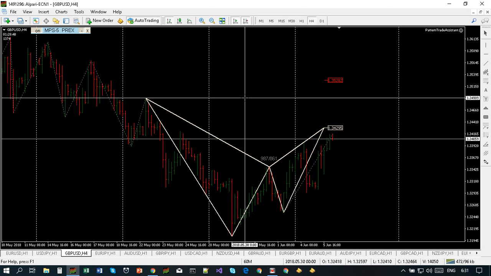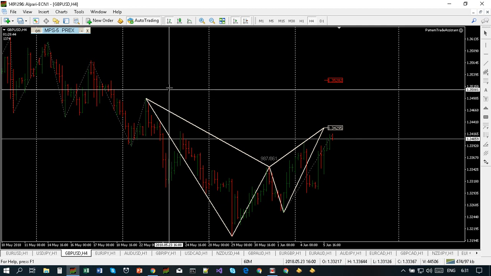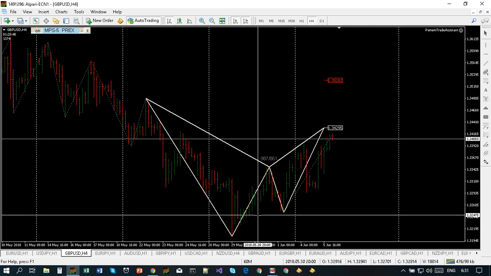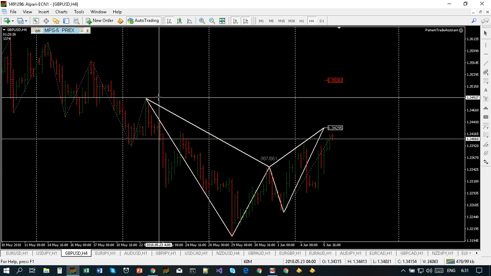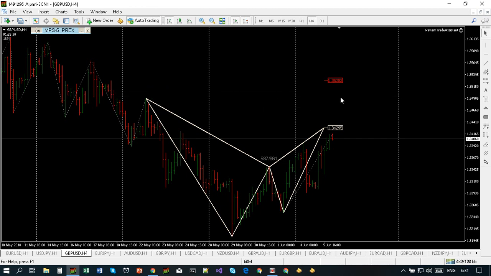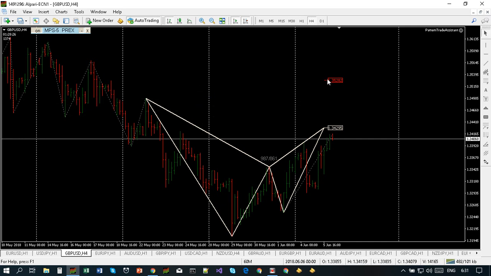Traditionally the pattern is invalidated when the X point is broken to the upside. So the structure of the pattern looks this way. We have a kind of impulse, then we have a zigzag correction, and it should not exceed this X point. This is a reversal zone, a resistance zone, whatever you call it. I give it a bit more space.